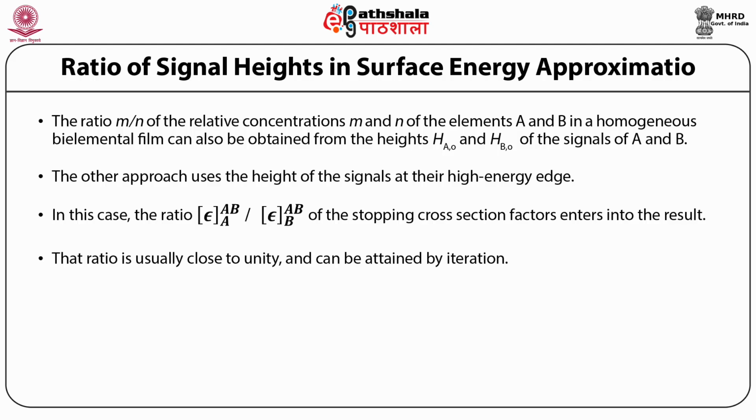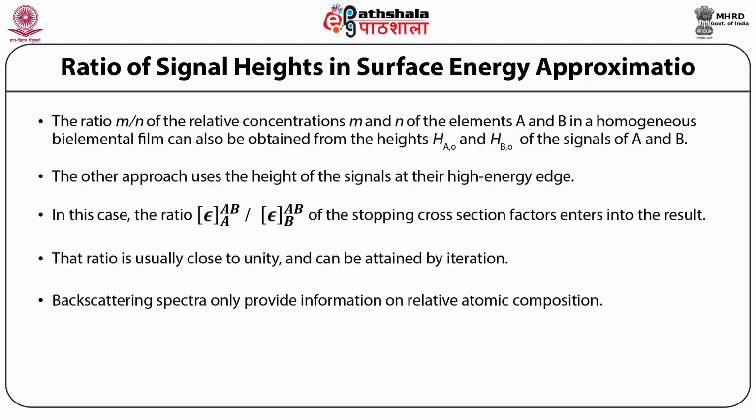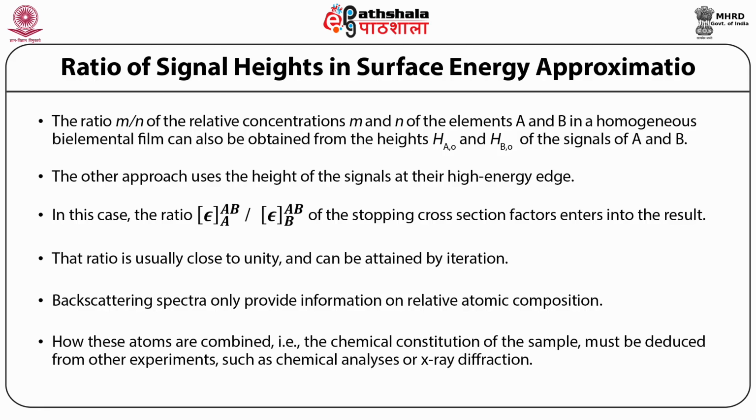It is not possible, however, to state that the sample is composed of the chemical compound A_m B_n even if m and n are fractions of small integers. Backscattering spectra only provide information on relative atomic composition. How these atoms are combined, that is, the chemical constitution of the sample, must be deduced from other experiments such as chemical analysis or X-ray diffraction.